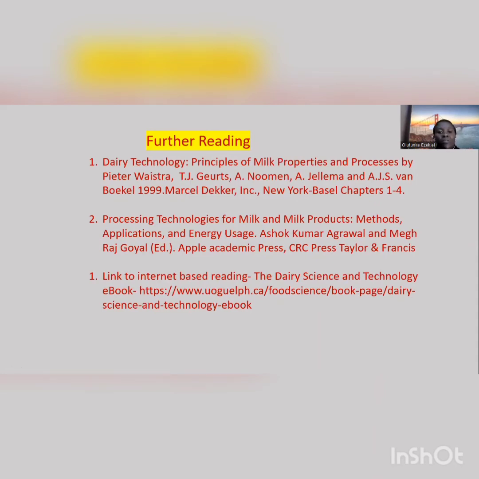For further reading, we have Dairy Technology, Principles of Milk Properties and Processes by Peter Westra et al. We have Processing Technologies for Milk and Milk Products. You're expected to consult some of these texts. And also there's a link to internet-based reading. You can see it also on the University LMS as you connect.